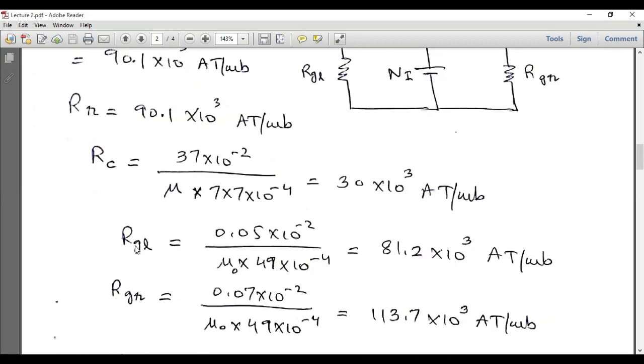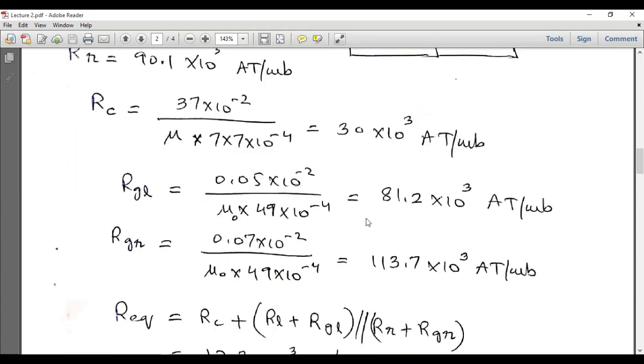Now the reluctance of the left gap will be calculated. The length of the left air gap is 0.05 centimeters, and the permeability of the air gap is mu naught, which is 4 pi into 10 to the minus 7, and the area is 7 into 7. So the reluctance of the air gap is also calculated for the left branch and for the right branch.